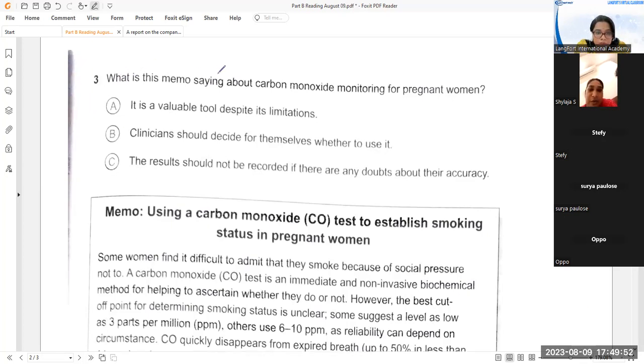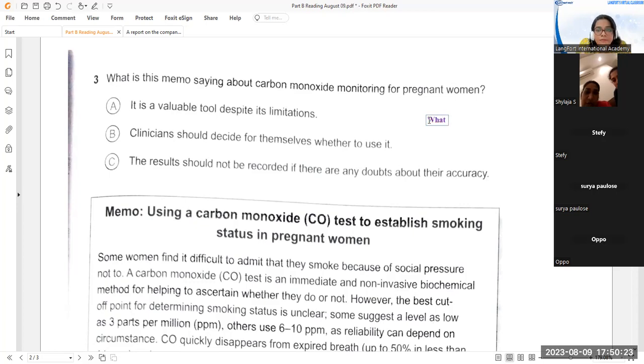What is this memo saying about carbon monoxide monitoring for pregnant women? All of you read the question. What is this memo? So we know we are reading a memo. What is the memo saying about carbon monoxide monitoring for pregnant women? So what do we need to figure out here? What do we need to find out from the extract?